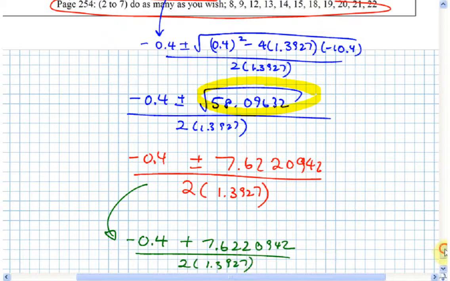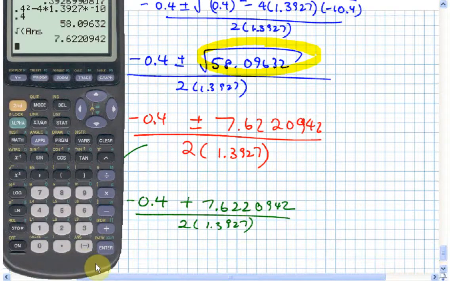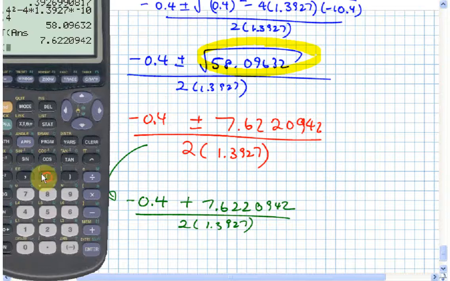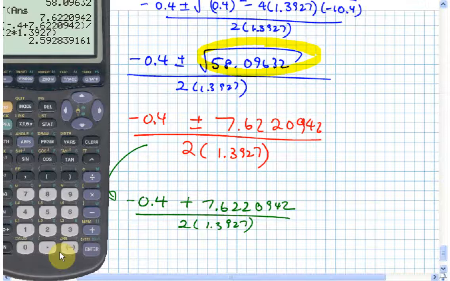Okay. Now, ladies and gentlemen, watch as I put this in the calculator, okay? Now, you see how there's a fraction? Can I advise you, if you were going to do this all in one step, to please put brackets around the numerator and the denominator? So I put a bracket like this, negative 0.4 plus 7.6220942. Close the bracket, because that's the entire numerator. You're taking that entire numerator and dividing it by the entire denominator. So put a bracket as well, 2 times 1.3927. Close the bracket, okay? Press enter, and I got 2.59. That should be the correct answer for W.